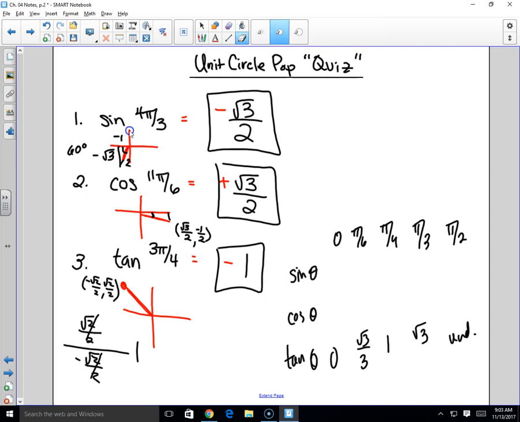Or I should put that on top, I suppose. They reduce to be 1 with a negative, so negative 1. Questions on one of the methods? Where did you get stuck?